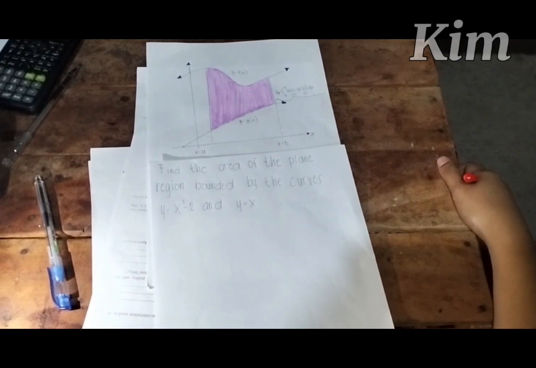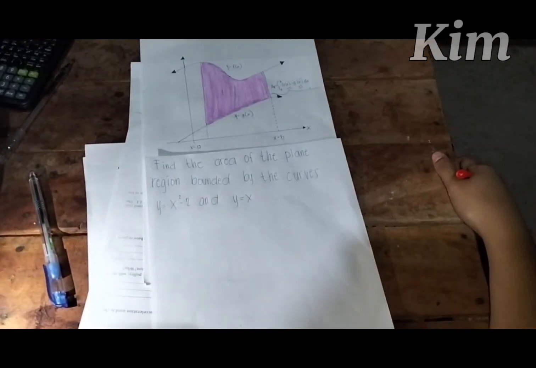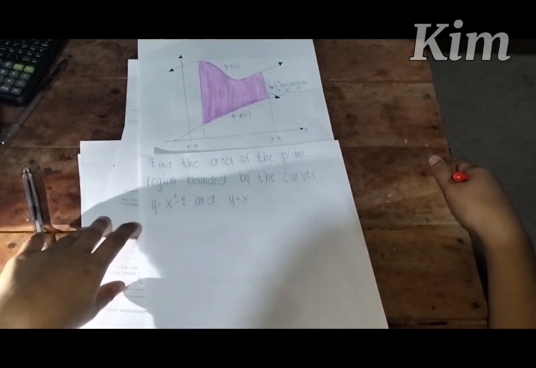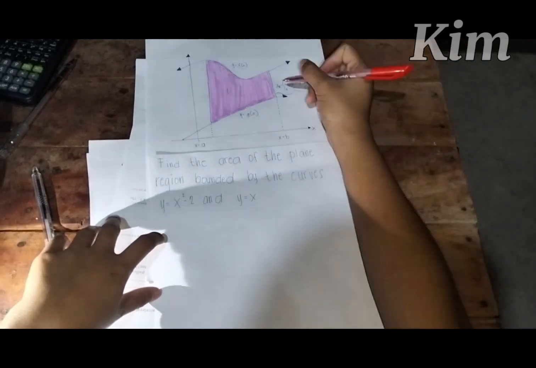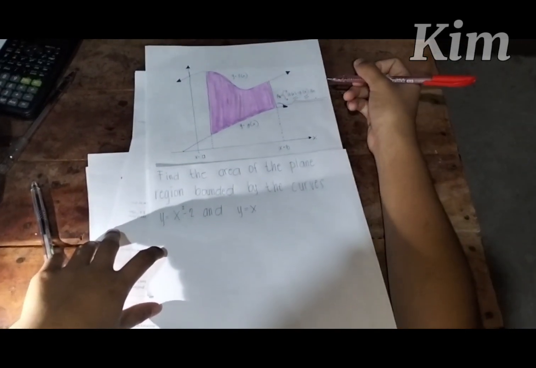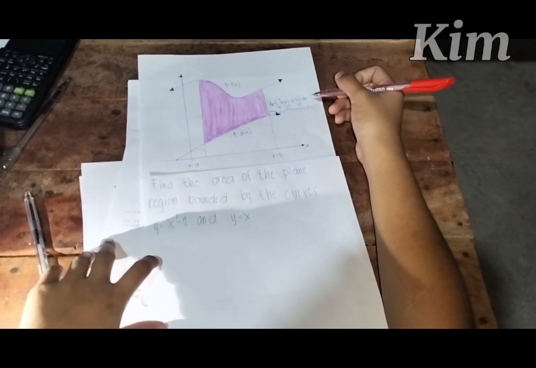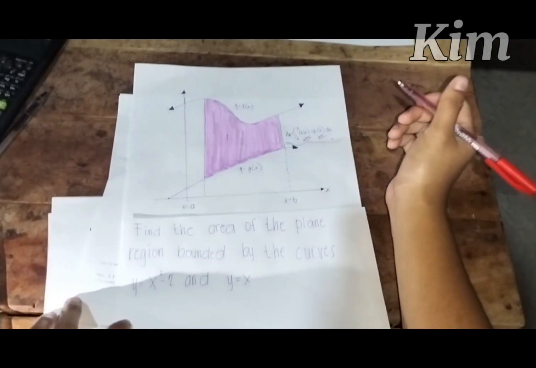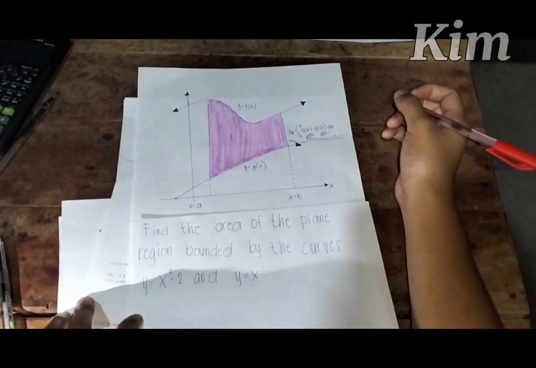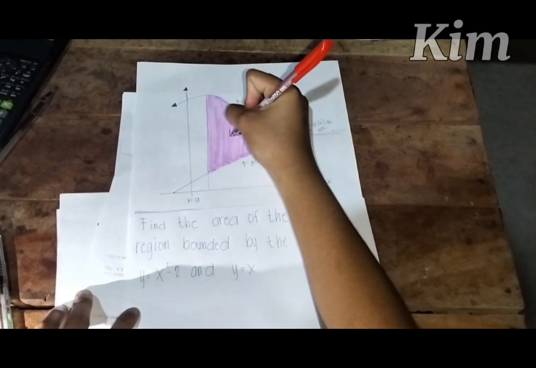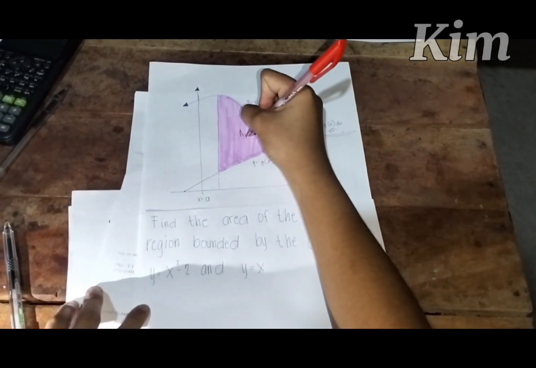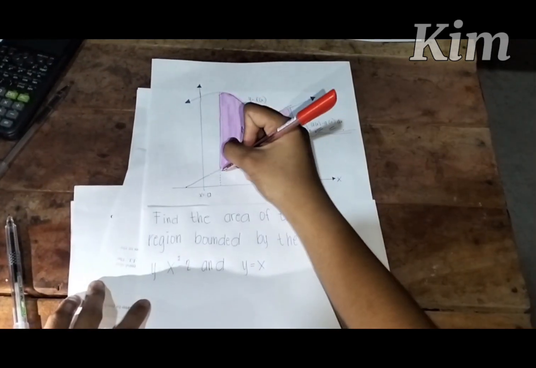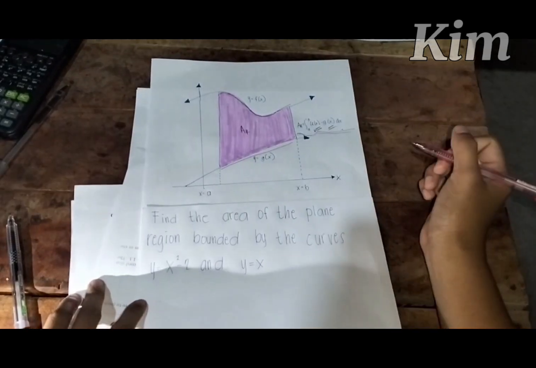So, hi guys! For this video, I will show you how to find the areas of plane region using definite integrals. So, this is the formula that we'll be using for this topic. The area of plane region is equal to the integral of f of x minus g of x dx. Where the area of a region is bounded above by y equals f of x, then below by y equals g of x.